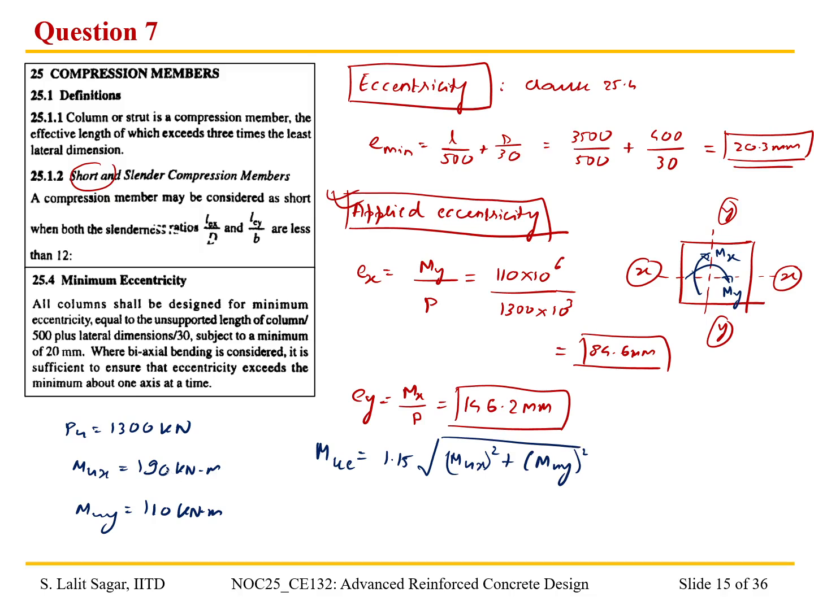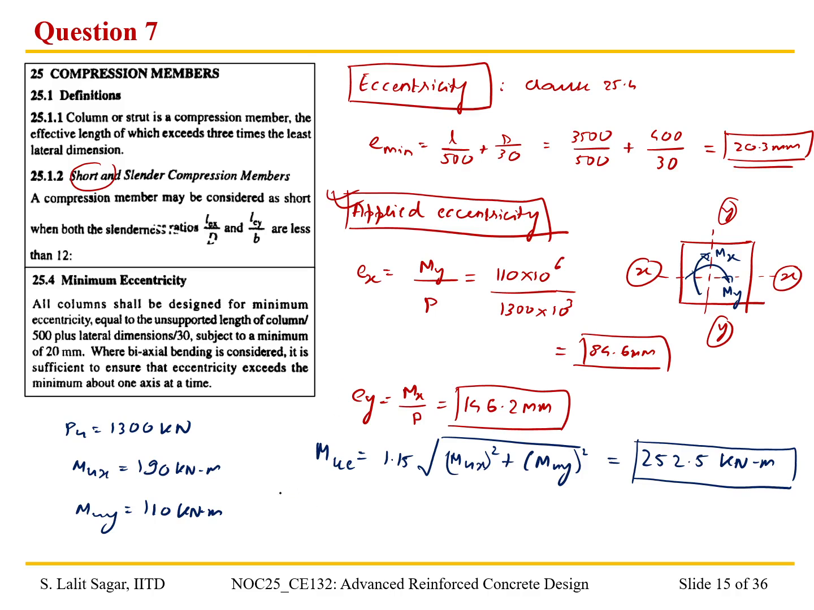So when we plug these values 190 and 110, multiply that by this, as per this equation, we get the equivalent uniaxial moment as 252.5 kilonewton meter. Basically, we need to design for this equivalent uniaxial moment and the axial load. So how do we do that?